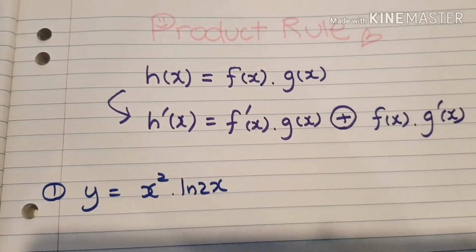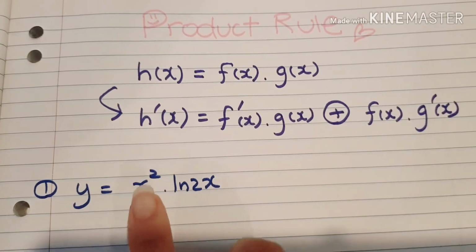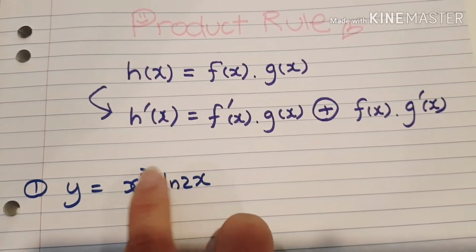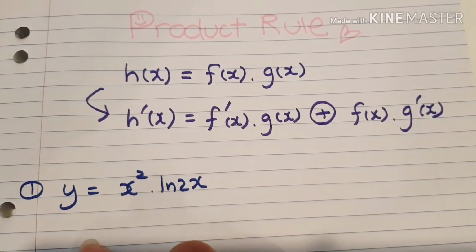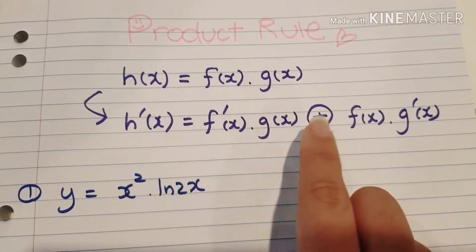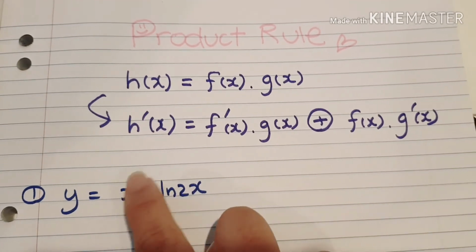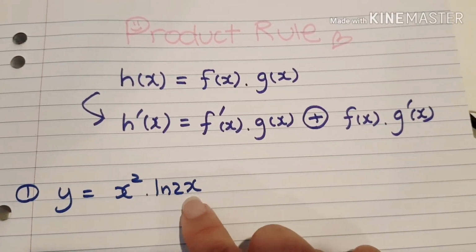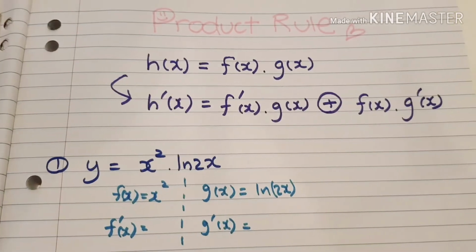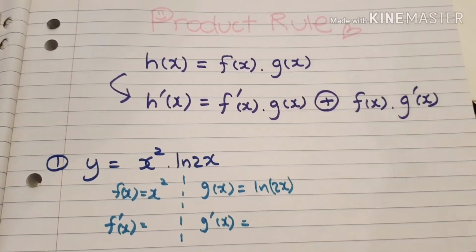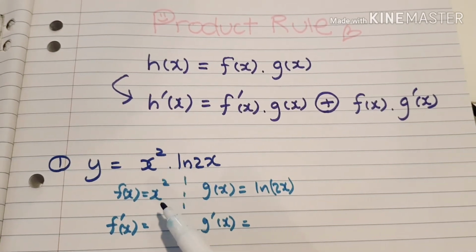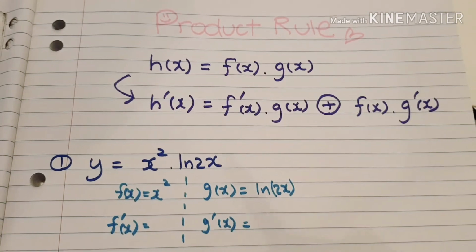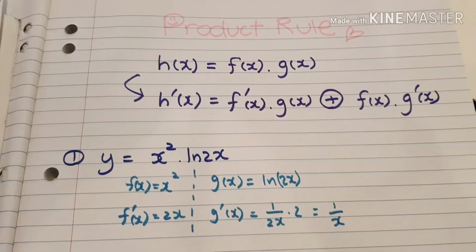Okay, then let's have a look at this question. I've got two functions multiplied together, and it looks a little bit difficult to differentiate as it is. So we're going to use the rule. I'm going to let x squared be f(x) and ln 2x be g(x). Then I'm going to differentiate each term.